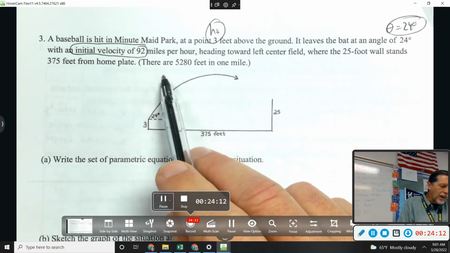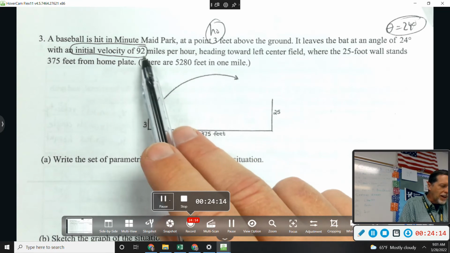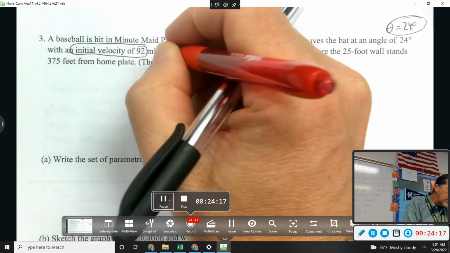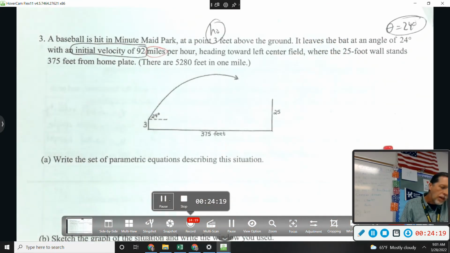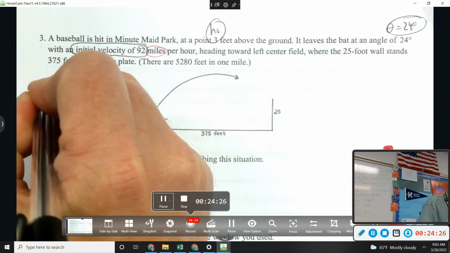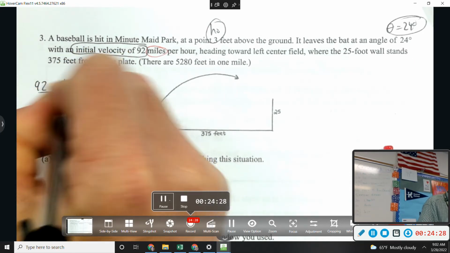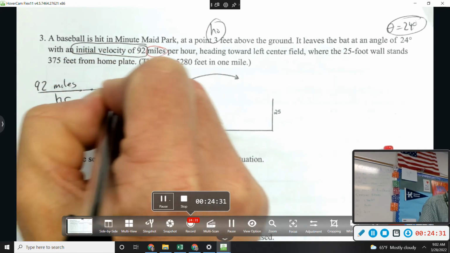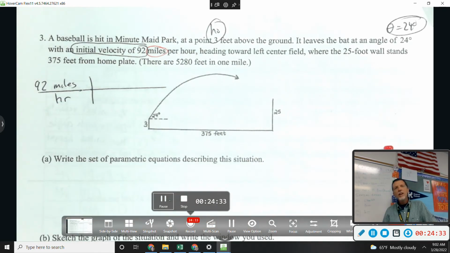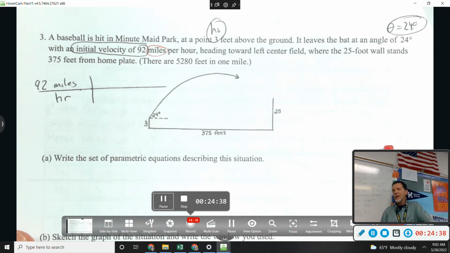I do know why we need that: 92 miles per hour, we need to change that to feet per second, is what we really need to change it to. 92 miles per hour. Train tracks from chemistry. This is the only good part of chemistry, because you could do it without knowing what's going on. You don't need to understand Gibbs free energy to calculate it. You just make the units work.